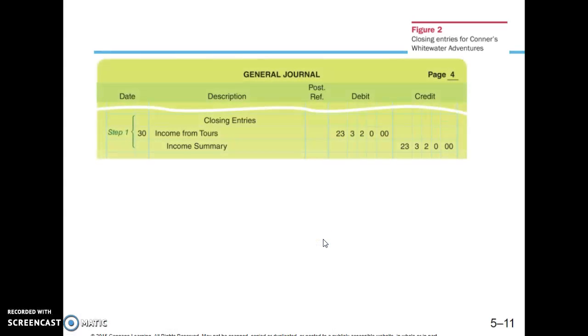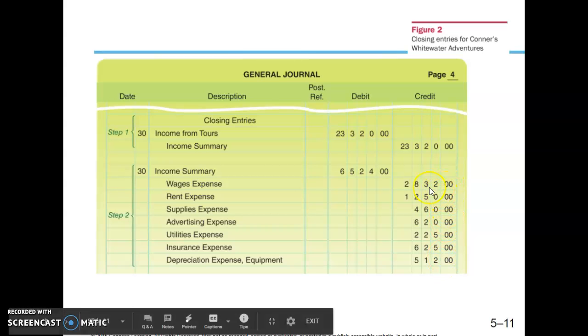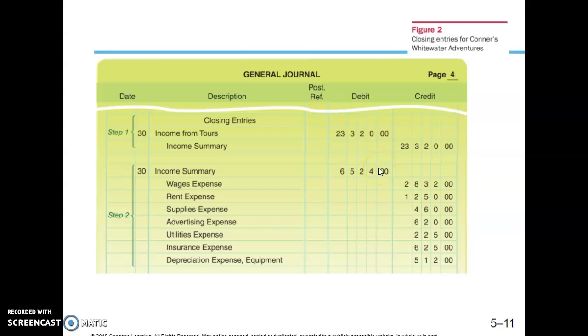So here is the first entry. So the first thing we're closing here is our revenue. Okay, our revenue is income from tours. This on your worksheet would have been a credit. So in order to close it, we need to make this entry as a debit. And then we credit our income summary. Okay, step number 2, we're going to go ahead and close out our expenses. So going back to your worksheet, you would notice that your expenses would all be debits. So in order to close them, we list them all separately as credits. We total it up and we debit our income summary. So our debits now match our credits.